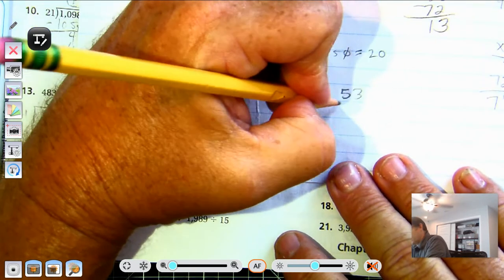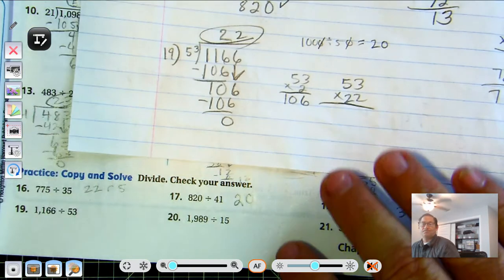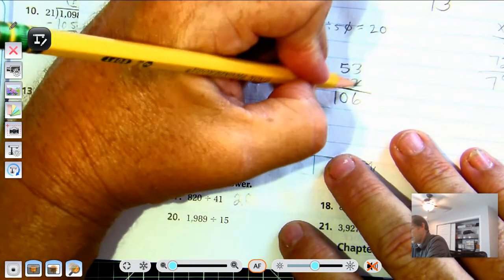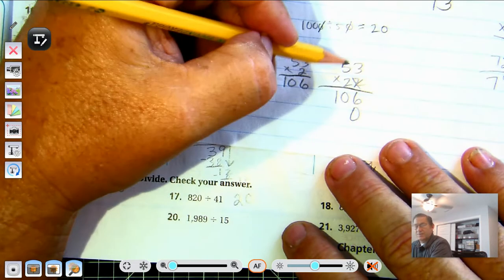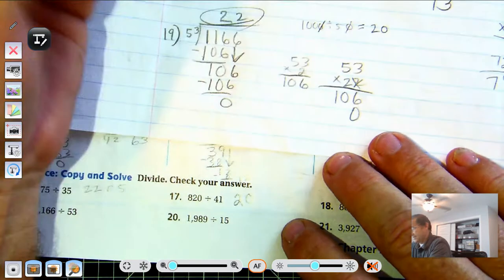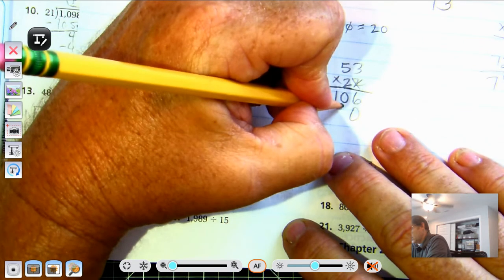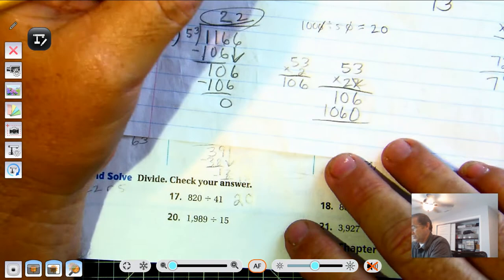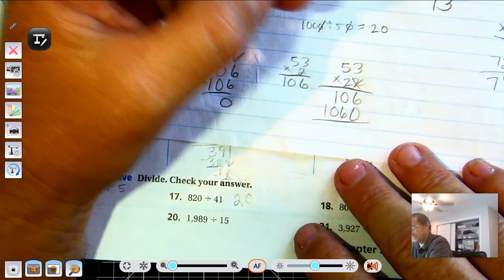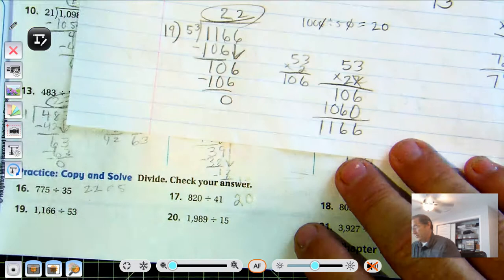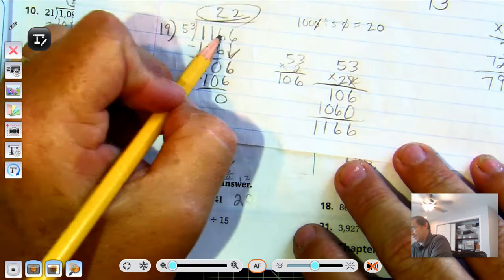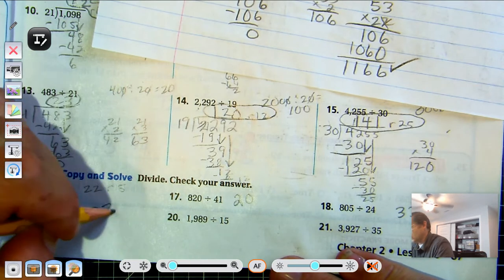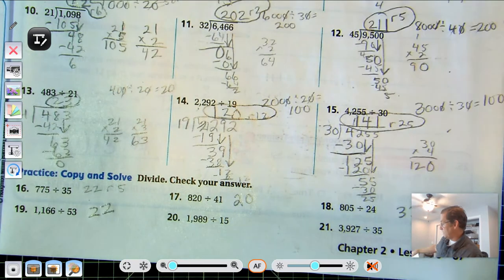So 53 times 22. 2 times 53 is 106. Move to the tens. It's going to be the same number, except in the tens place. So 2 times 53 is again 106. So 20 times 53 is 1,060. We get 1,166. Matches the dividend. Our answer is 22. All right, let's go to number 20.